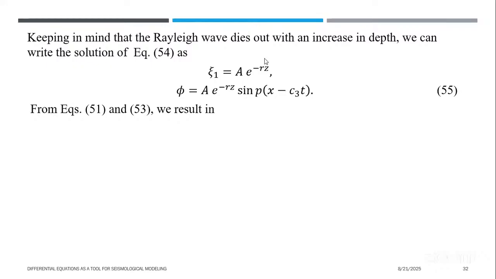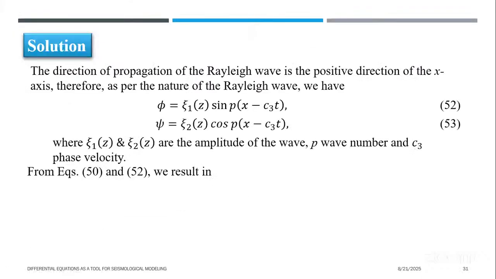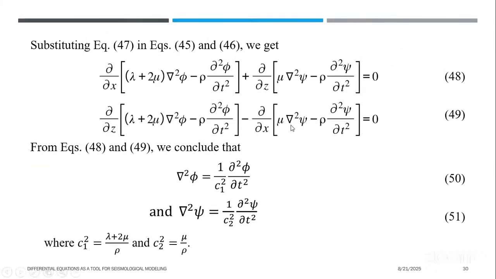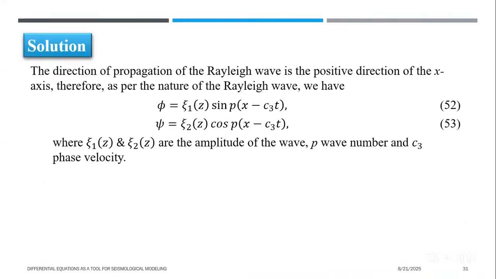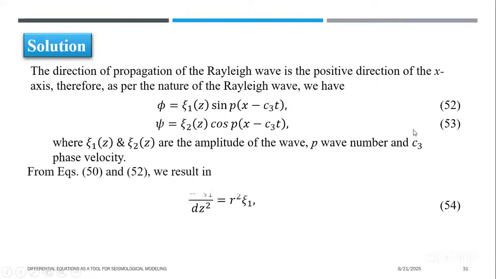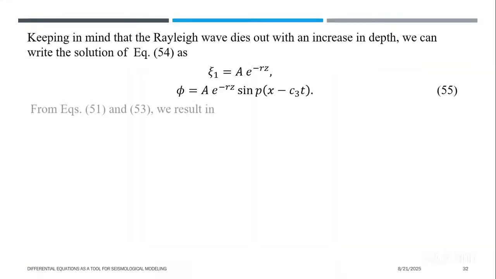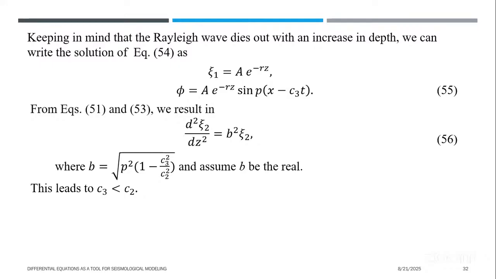Here again, we are considering only the negative exponential function. Why? Because this Rayleigh wave again dies out with respect to depth, and we get phi like this. Now our aim is to solve for this psi. We have solved for phi till now, that is equation 50. Now we will solve for 51. To solve for 51, we need to consider this 53, and it leads again to an ODE of this form. And for this to be real, we need to have C3 less than C2.